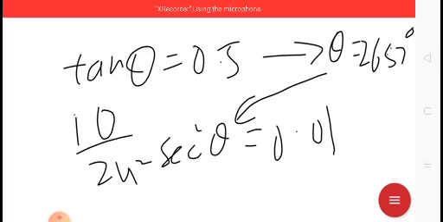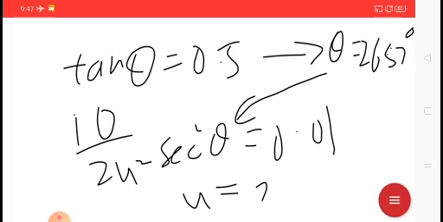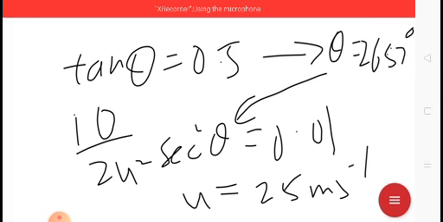If the question asks you to find u, when you find the cos theta and put it back here, you will find u equals 20 meters per second. So this is one example that you can apply. They give you a certain path equation, then you just compare it to the trajectory equation. Now we proceed to question 6.